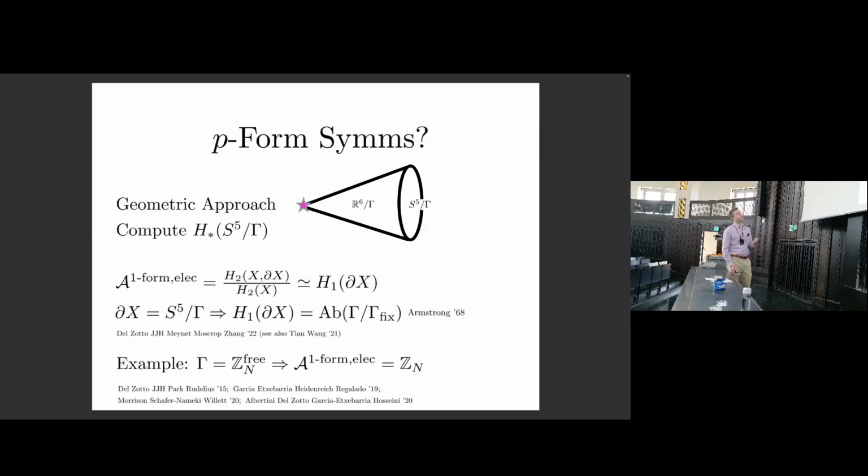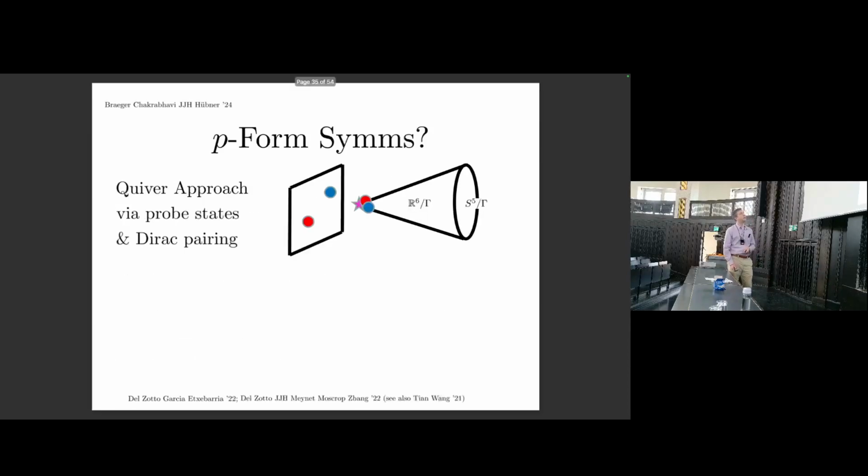In the more general case where there is some fixed locus, there's a theorem that was worked out by Armstrong which calculated pi1 of the space. H1 is the abelianization of pi1, and you basically just have to quotient out by whatever the subgroup is that left something fixed. So this is a known story that has been nicely developed. And so, for example, in the simplest case where it's a freely acting Zn, you always get a Zn one-form symmetry. How about the other approach, where we work in terms of a quiver?